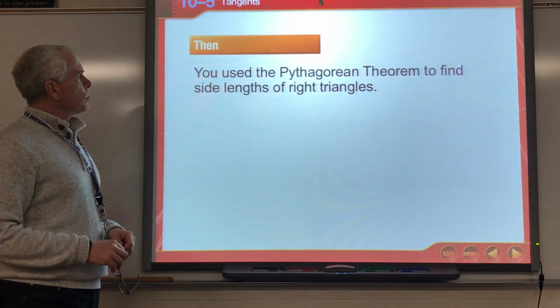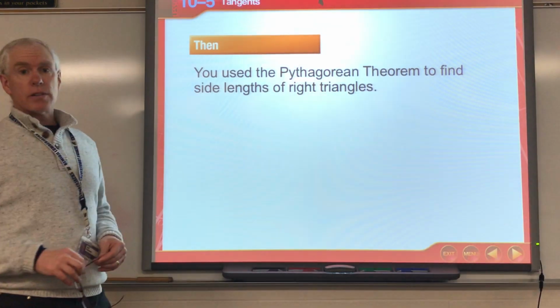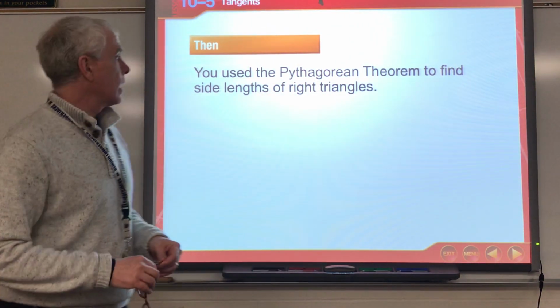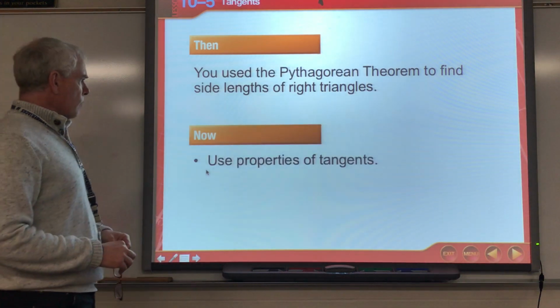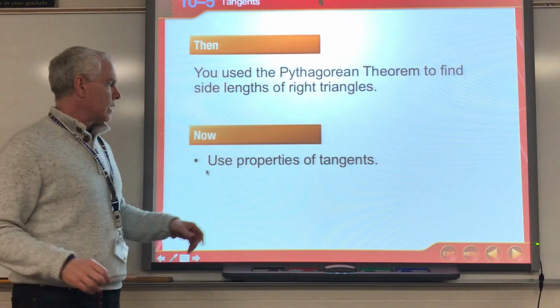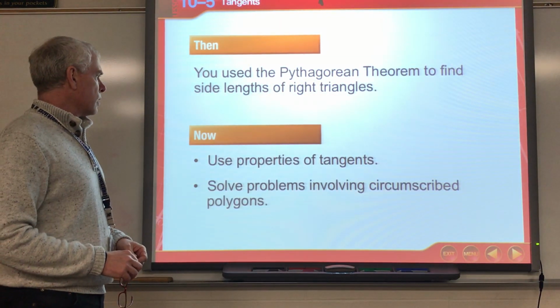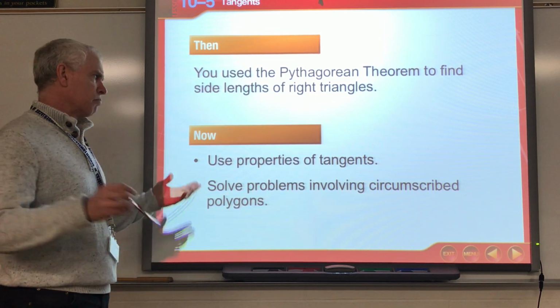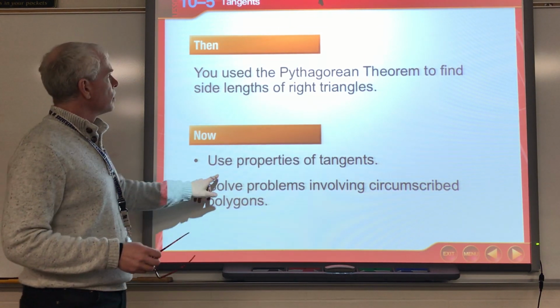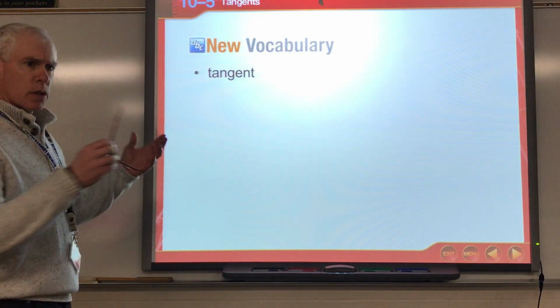So we use the Pythagorean theorem to find side lengths of right triangles, so obviously we're going to use the Pythagorean theorem here again. Use properties of tangents, and we'll learn what that is here in a little bit. And solve problems involving polygons that are put around certain items, or circles that are put around polygons.